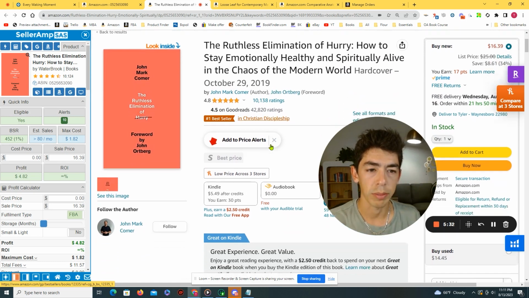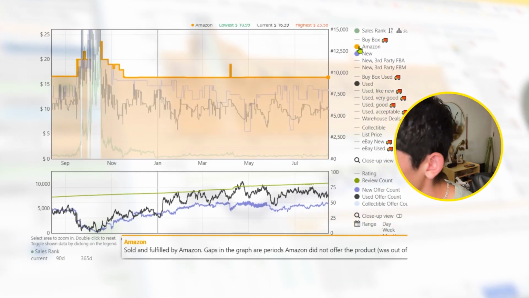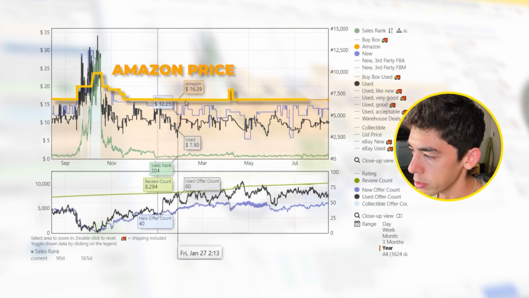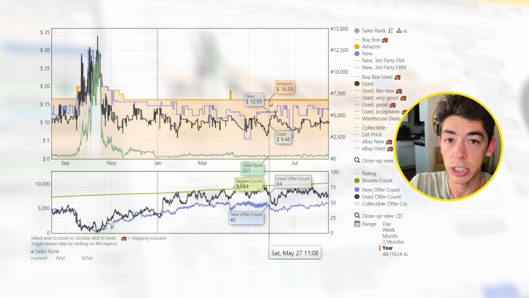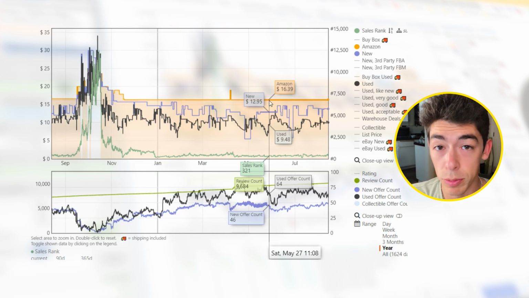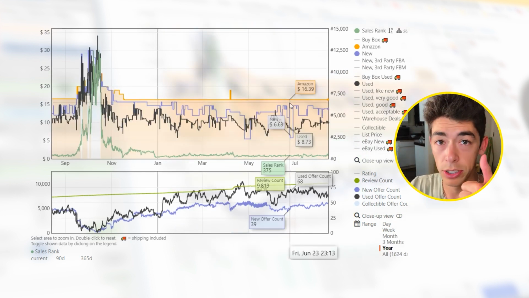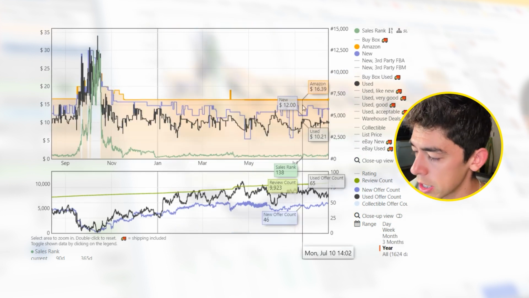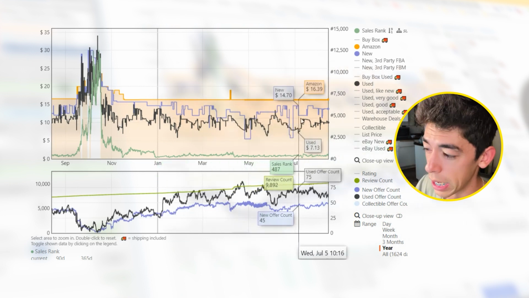And again, here's some examples of what I mean. Here's the ruthless elimination of hurry. If we scroll down here to the Keepa chart, notice that this little yellow button, which represents Amazon price, is always around $16. So a lot of people's advice is, Amazon's on the listing, don't sell it. It's furthest from the truth, specifically with what we're doing, selling used books, right? Notice that the used price is below Amazon's price, so that's good. Amazon's selling this for $16. This book's baseline value in used condition looks to be between $8 and $11.